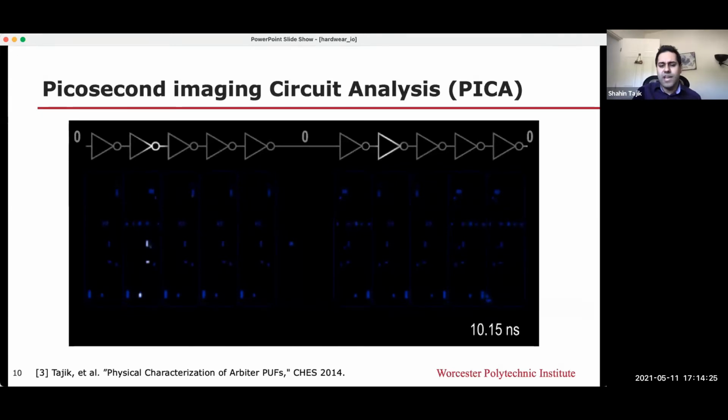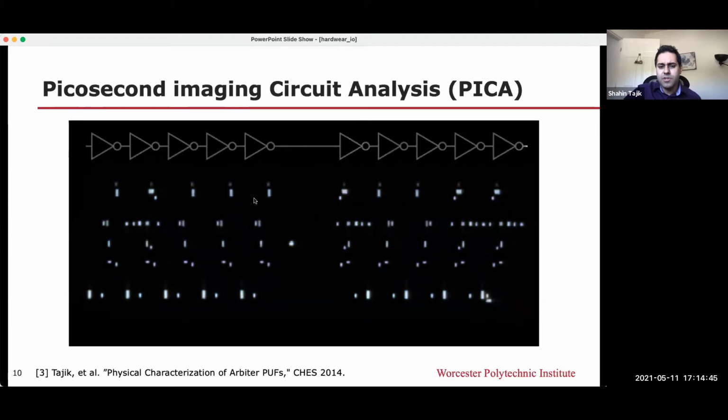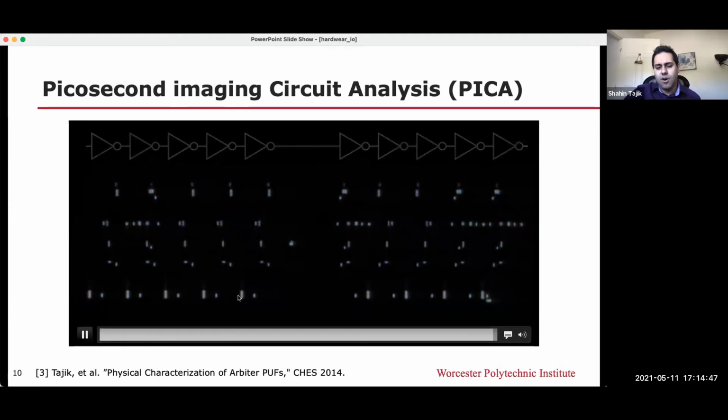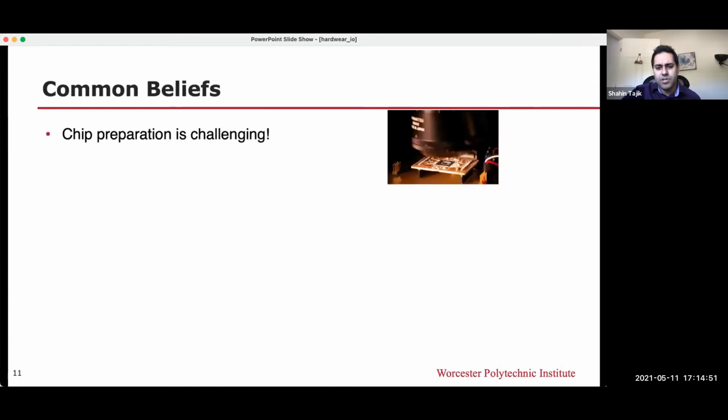And this was actually presented at CHES 2014, where we wanted to show people that we can actually characterize an arbiter path, the delay of an arbiter path, and you can break the arbiter path in a linear way. So I leave the video to go, and you can also see on top that the signals were coming in and the output buffers that the signal going out. So it contains a lot of information, of course.